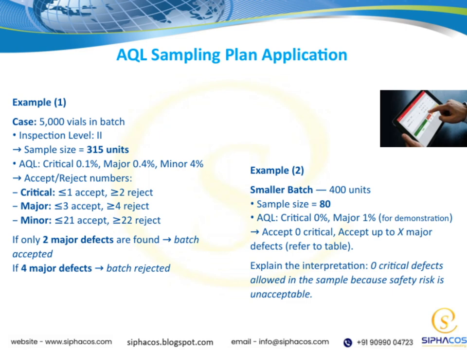For major defects, accepting up to 3, rejecting at 4 or more, and for minor defects, accepting up to 21, rejecting at 22 or more. So if we find only 2 major defects in our sample, we would accept the batch. But if we find 4, then the batch would be rejected. This AQL sampling plan helps us systematically determine whether a batch meets quality standards, balancing inspection effort with risk management. It's a crucial part of ensuring product quality while maintaining efficiency in our processes.